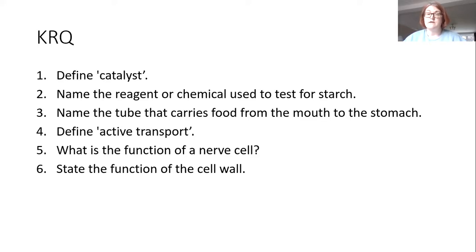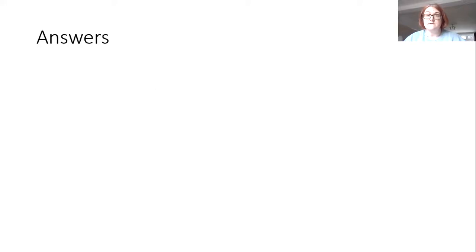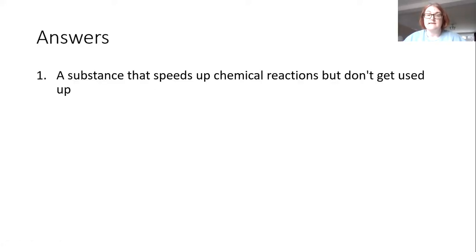So you should have had a go at the questions now. You've paused the video, you've had a go, and we're back in and we're going to have a look at the answers. So the first question said, define what a catalyst is. And a catalyst is a substance that speeds up chemical reactions but doesn't get used up in the process.